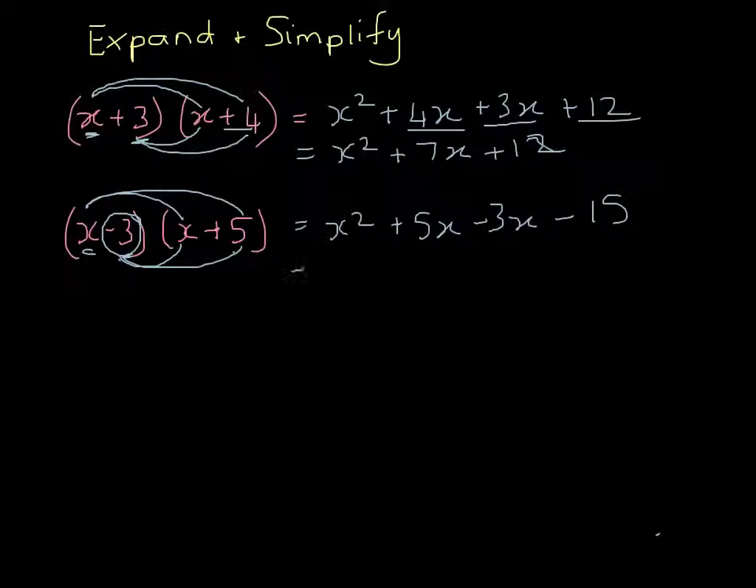Let's tidy this up and simplify it. I only have one lot of x squared, no other x squareds there. I have 5 lots of x, take away 3 lots of x, leaves me with only 2 lots of positive x, and minus 15 on the end.